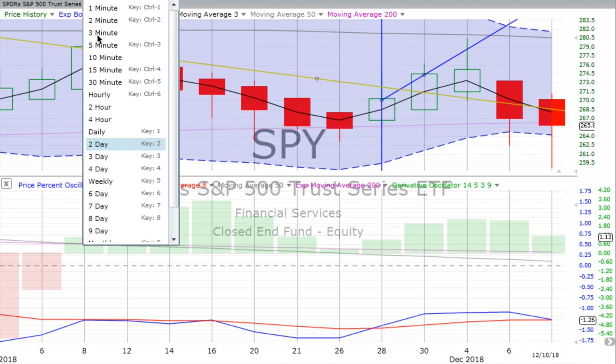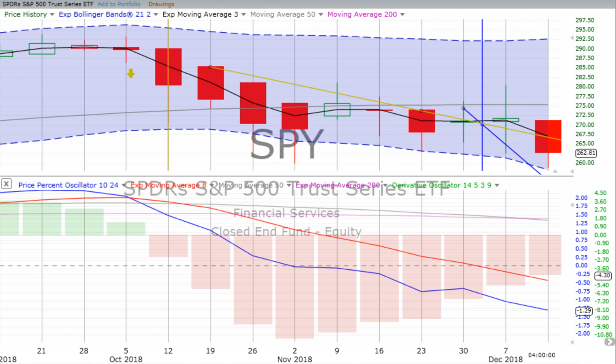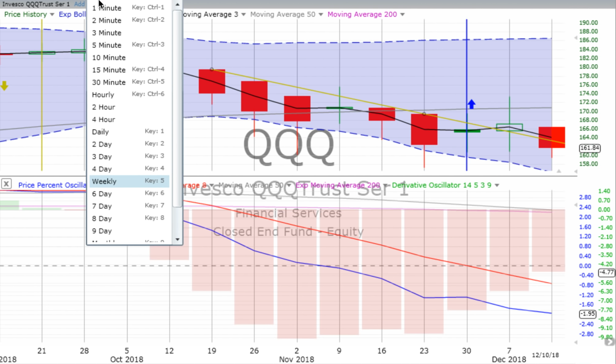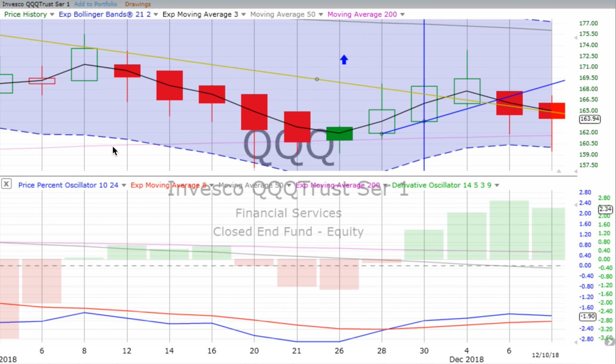Okay, we go from the 2-day back to the weekly, and we go from the S&P 500 to the Qs. Now, the NASDAQ 100 up pretty significantly, 1.03% for the day, still starting the week off with a red down candle. Derivative oscillator losing downward momentum. Price percent oscillator still heading down, not at the same stronger angle it had been.